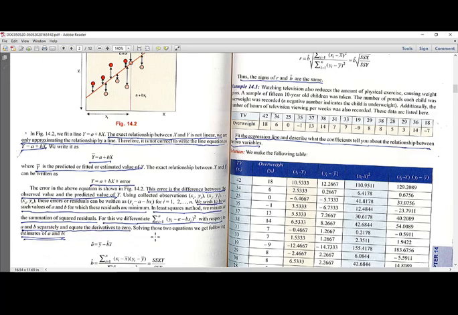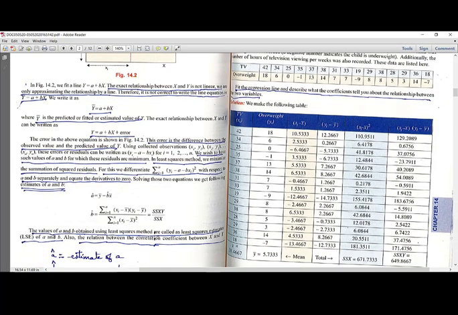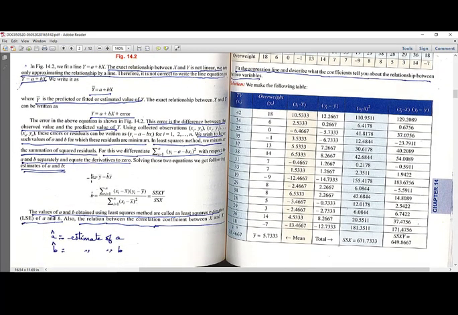Solving those two equations, we get the following estimates of a and b. This a cap, that is the estimate of a, equals y bar minus b cap x bar, where b cap is the estimate of b. This is given by the sum over i equal to 1 to n of xi minus x bar multiplied by yi minus y bar, divided by the sum over i equal to 1 to n of xi minus x bar whole square. This numerator is written as SSxy and the denominator is written as SSx.